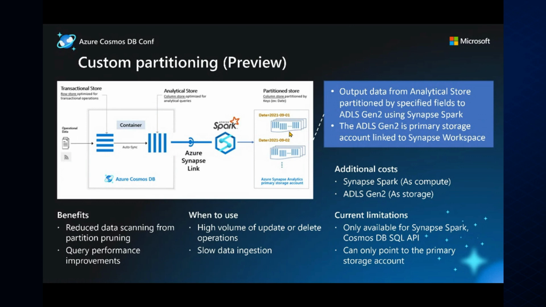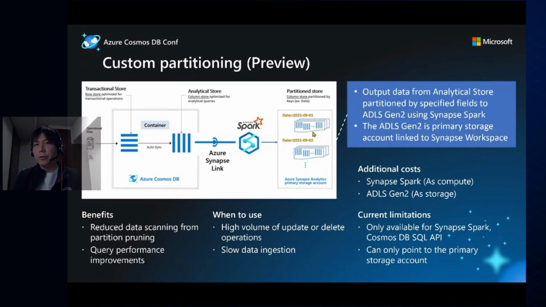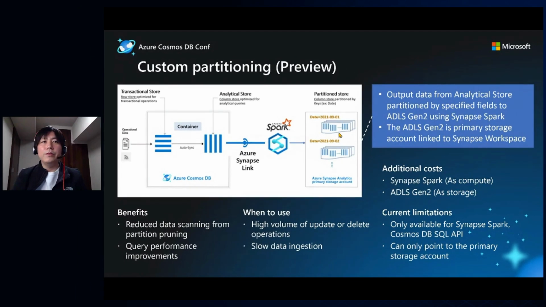From the viewpoint of pricing, the following two costs are required in addition to analytical store. The first is the cost of computing Synapse Spark to process custom partitioning. The other is the ADLS Gen 2 cost to store custom partitioned data. There are current limitations. It's only available for Synapse Spark, and it's also only available for Cosmos DB SQL API. Custom partitioning can only point to the primary storage account linked to Synapse Workspace.